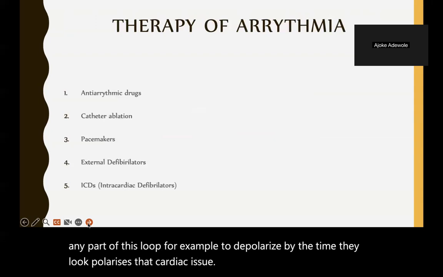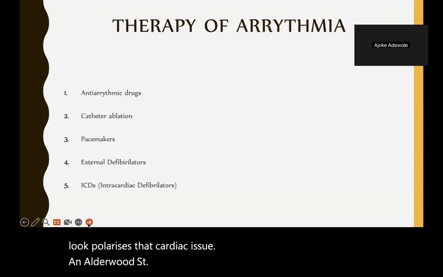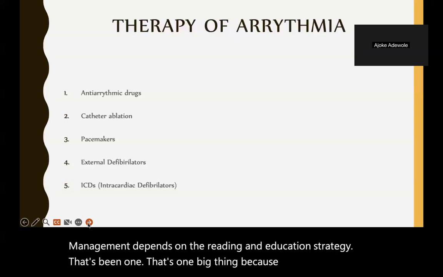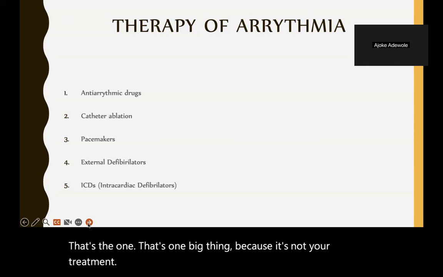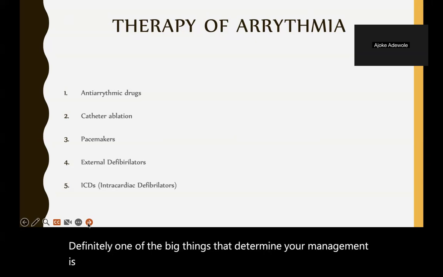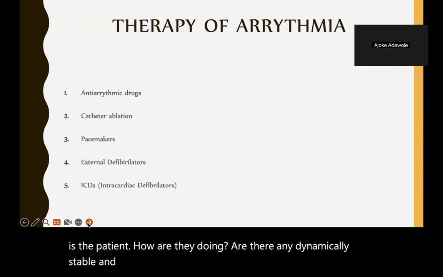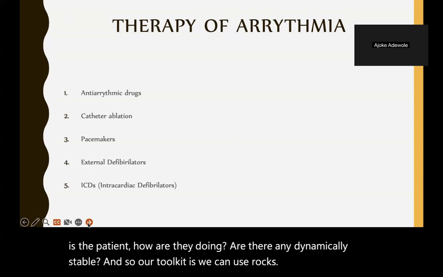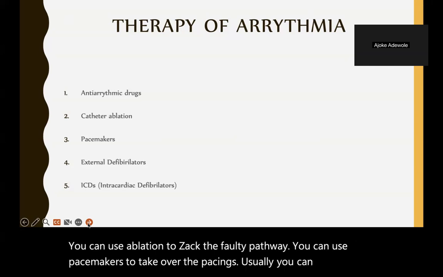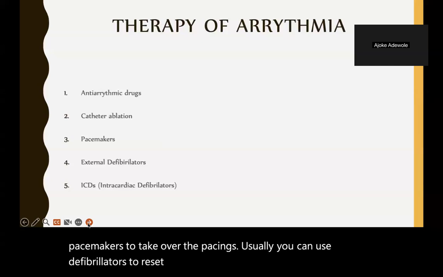And how do we treat? Management depends on the rhythm and the patient stability. That's one big thing with arrhythmias. One of the big things that determine your management of arrhythmias is the patient. How are they doing? Are they hemodynamically stable? And so our toolkit is we can use drugs, we can use ablation to zap the faulty pathway. We can use pacemakers to take over the pacing duties. We can use defibrillators to reset chaotic rhythms. We can use ICDs, which are internal bodyguards against sudden death.